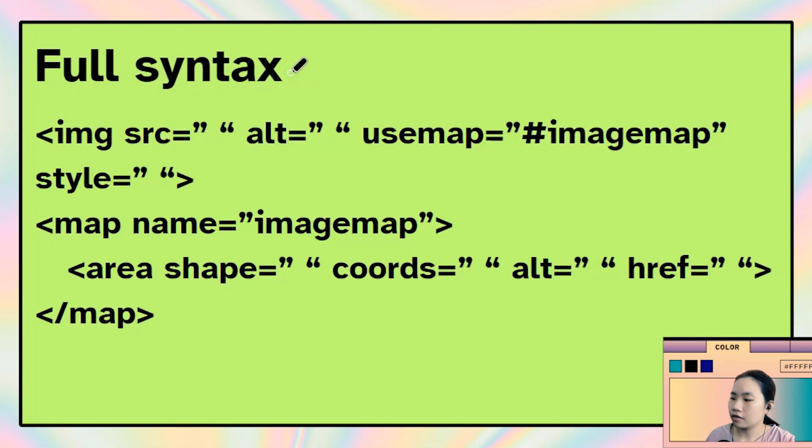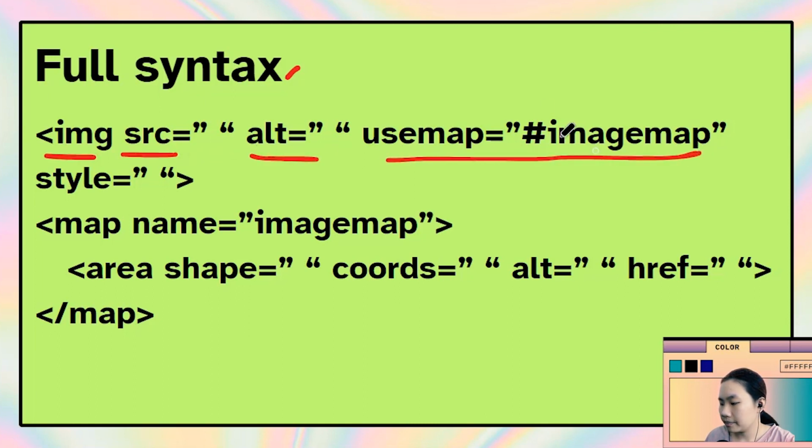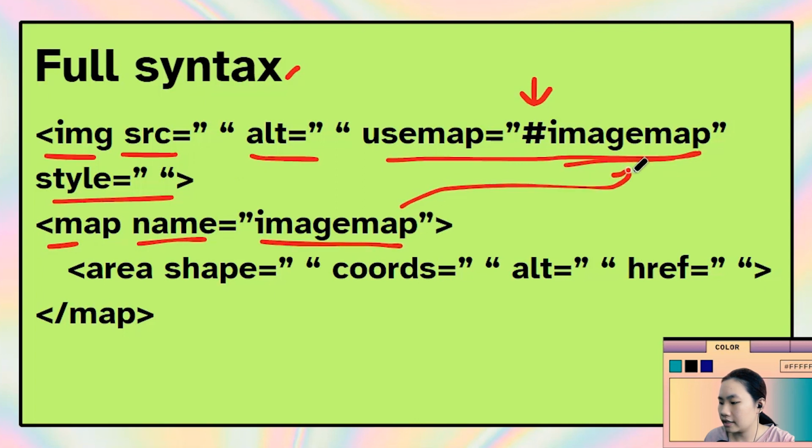Now let's condense all that we've learned so far. Here's the full syntax. We have our image empty tag: src, alt, usemap. Remember, we must have this symbol before the name, #imagemap. Style specifies the width and the height of the image. Next up, we have map with the name attribute imagemap, which links these two together. Within map, we have the empty area tags with their shape, rect or circle or whatnot, and coordinates, alt if something goes wrong, and href is the link that'll open if we click on that area.